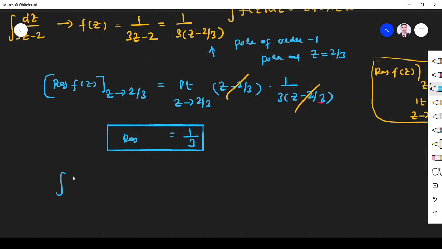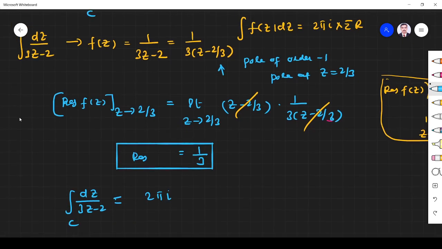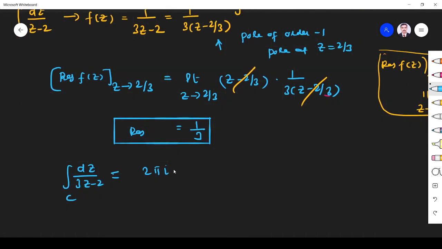The integral dz divided by 3z minus 2 is equal to 2 pi i, because I am going to apply Cauchy's residue theorem. So 2 pi into the sum of residues. I have only one residue, that is 1 by 3. So 2 pi i by 3 is the answer.